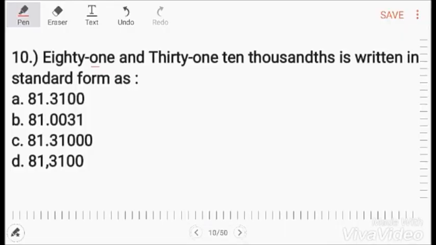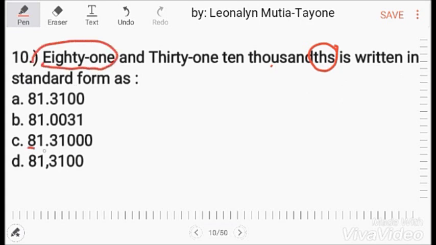Number 10, 81 and 31 10,000ths. Pag mayroong point, after yan sa decimal point, is written in standard form as 81. So, mayroon tayong mga 81 dito. 31 10,000ths. Nasaan dito ang 31 10,000ths? This is 31 hundredths. This is 31 10,000ths. So the answer is letter B.